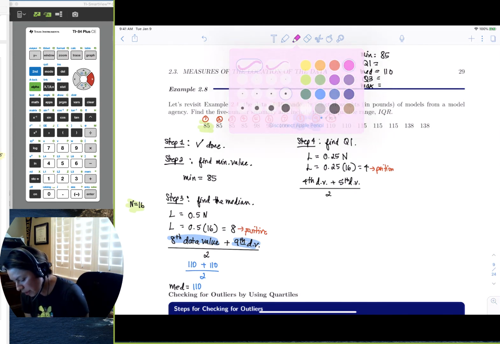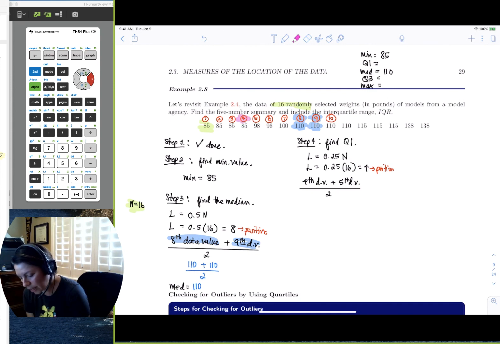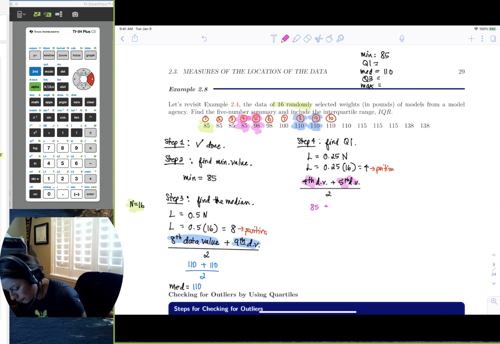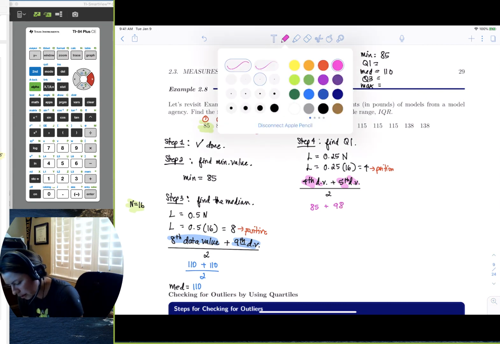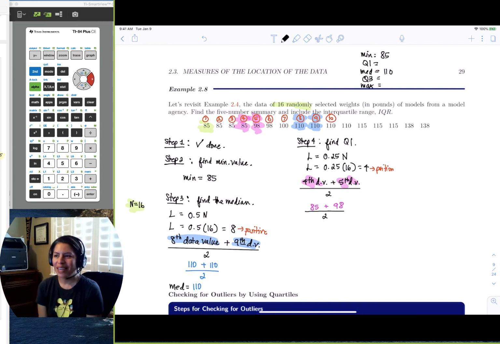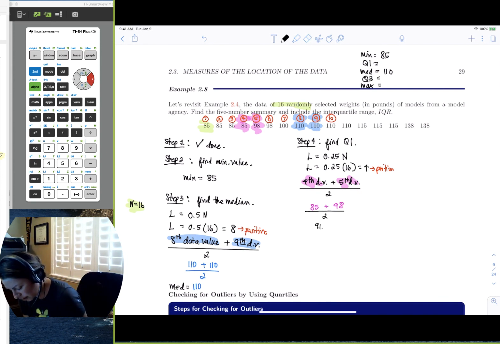So if I do this, I would count over to the 4th data value and the 5th data value, which is 85 and 98. So 85 plus 98 divided by 2. I would get 91.5, which is equal to Q1. So let me put it up here, 91.5. So notice it's in order too. 91.5 isn't larger than 110 or smaller than 85. It will be in between.